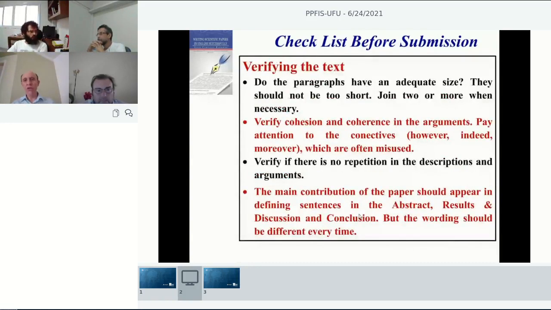Now you get into the text. Do the paragraphs have an adequate size? I very often find paragraphs which are too short, like droplets of information. Paragraphs should be of a reasonable size. They should have a strong starting sentence, and they should be self-contained. You should not be putting together several related paragraphs, especially if they are too short.